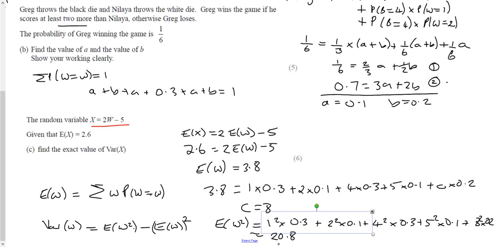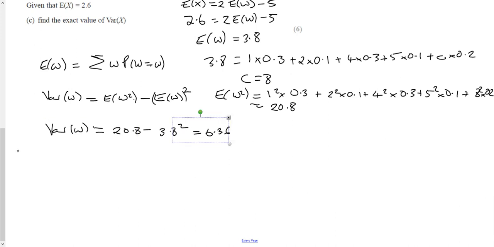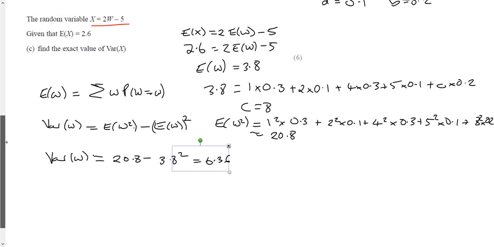So now I've got that is 20.8, so my variance of W is 20.8 take away 3.8 squared, which gives me 6.36. What do I actually want? I wanted the variance of X.